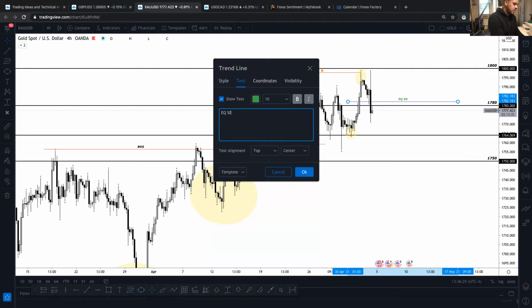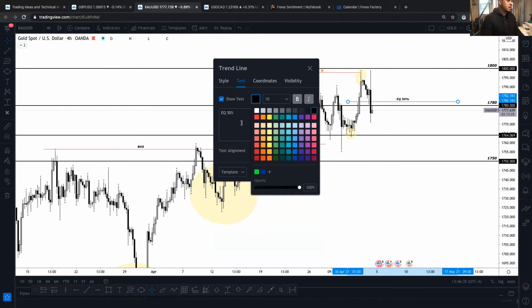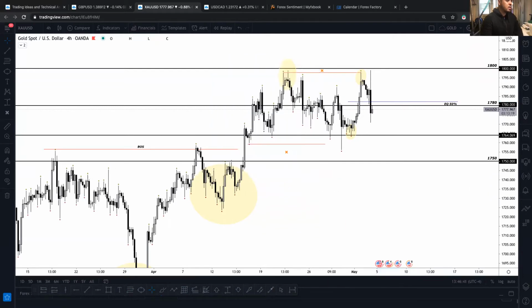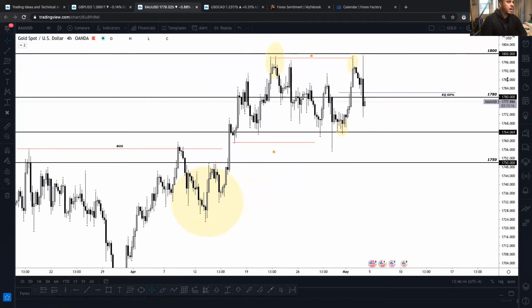I'm going to mark it EQ, 50%. EQ means equilibrium. All right, and I'm going to make this that color, and we want to put it to the bottom and just to the right. Okay. So this is what we're looking at on the 4-hour time frame.